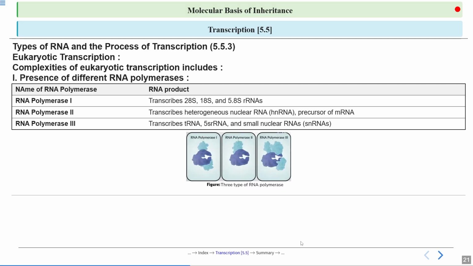Here is the tabular form in which we can understand which RNA polymerase makes which RNA. RNA polymerase 1 transcribes 28S, 18S and 5.8S rRNAs, that is ribosomal RNAs. RNA polymerase 2 transcribes the heterogeneous nuclear RNA, which is the precursor of mRNA, because we know that the precursor of mRNA has introns and all those things. Then RNA polymerase 3 transcribes tRNA, 5S RNA and small nuclear RNAs. So these are the different types of RNA polymerase that transcribe different RNAs.